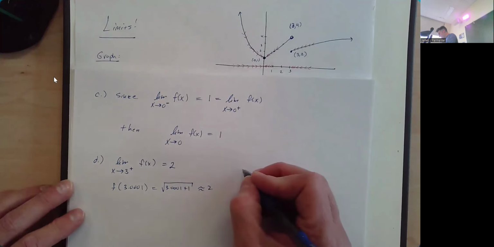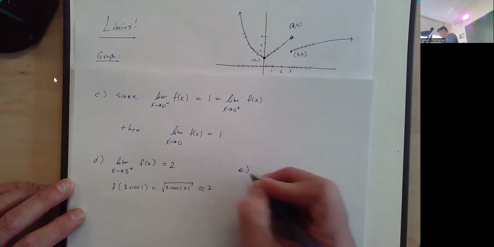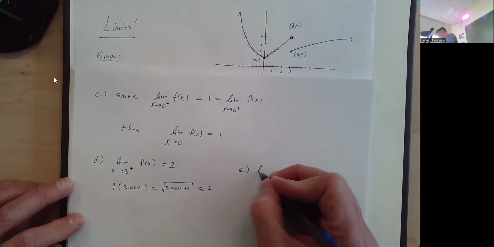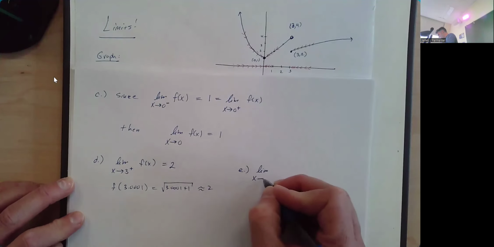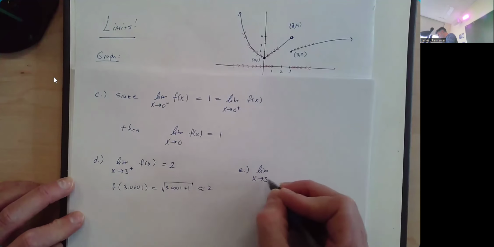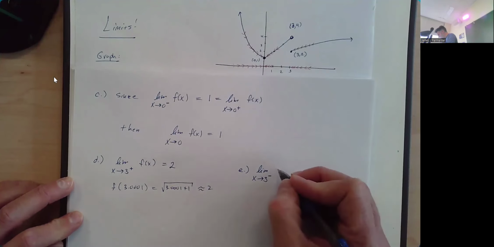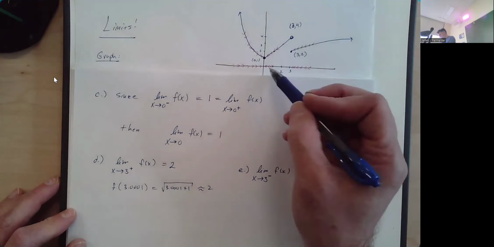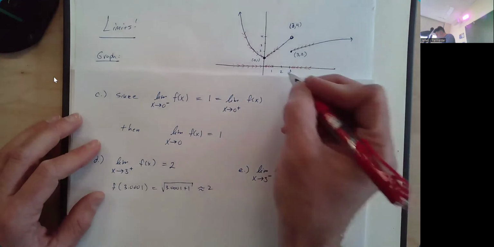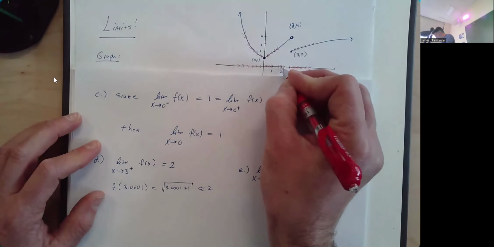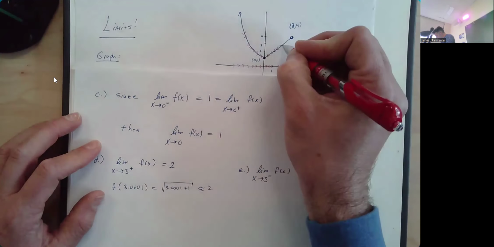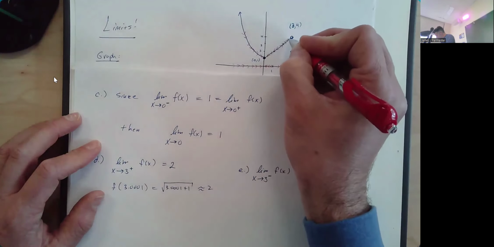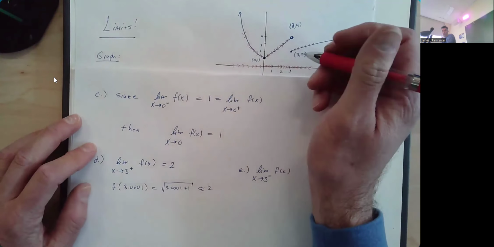Here's where things get more interesting, I think. If we approach 3 from the left-hand side, so the limit as x approaches 3 from the left of f of x, if we look at our function here, coming at 3 from the left side of 3, the corresponding y values are getting closer and closer to 3 plus 1, which is 4.